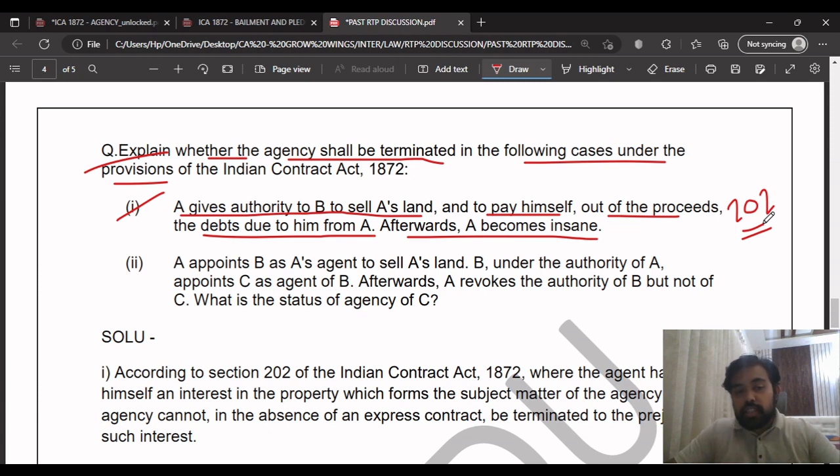So what they are saying here is that principal A gives authority to B to sell his land and to pay himself out of the proceeds the debts which are due to him from the principal. Afterwards, the principal goes insane. Even if the principal goes insane, or dies, or goes insolvent, it doesn't matter. This is irrevocable agency, Section 202.